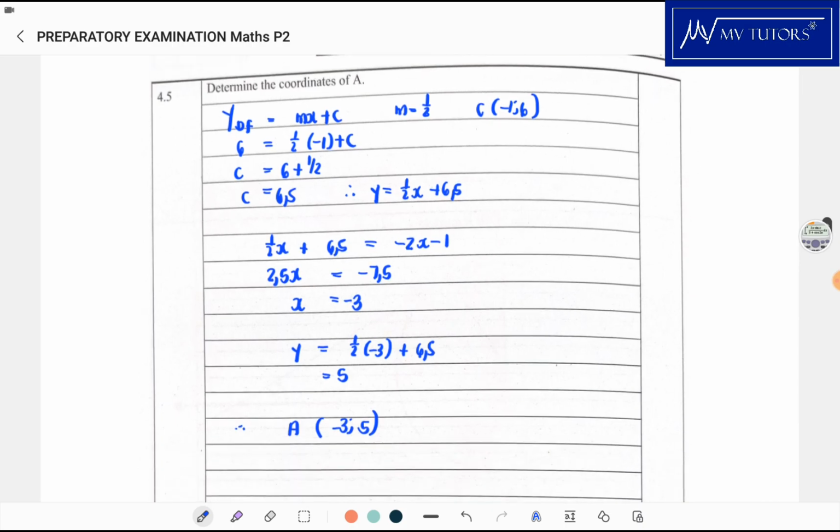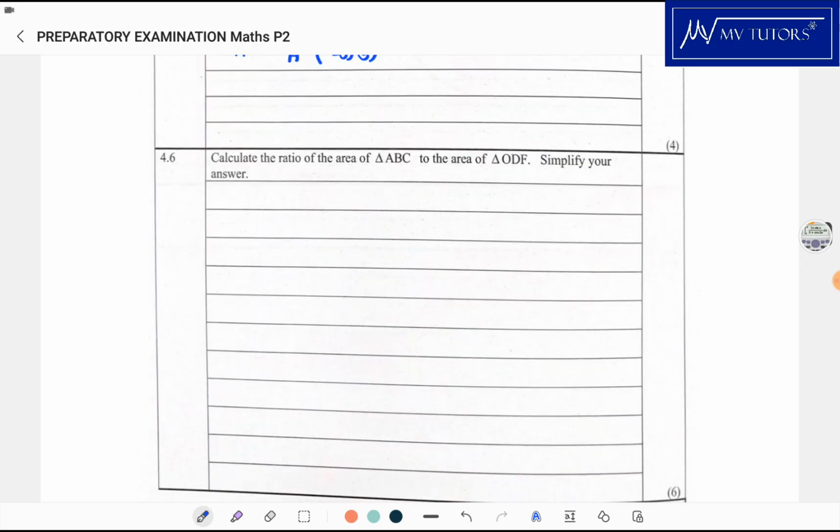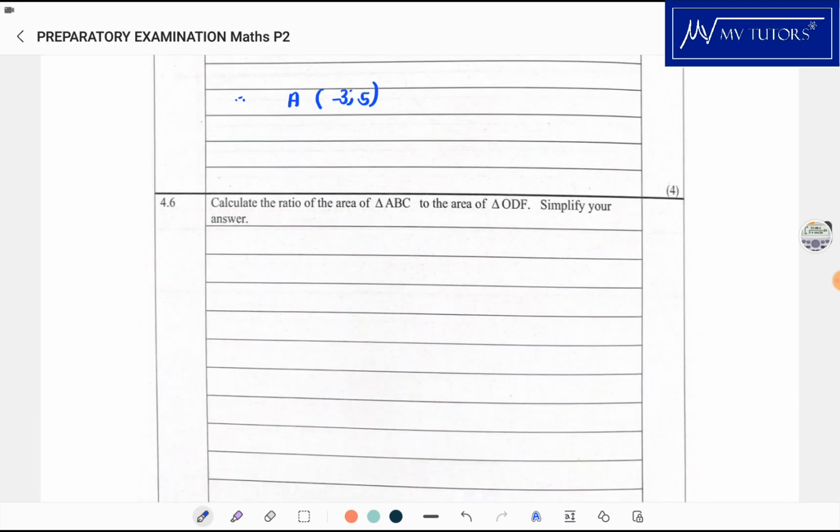Oh, because A actually touches the circle, what you could have done is taken the equation of the circle and then substituted in the place of y. Remember we said y is equal to blah blah blah, and we have the equation of AB, which we determined previously, so you can just substitute that equation in the place of y, write y in terms of x, and then solve for x. Then that should also work. All right, now 4.6. It says calculate the ratio of the area of triangle ABC to the area of triangle ODF and simplify your answer, and then we'll be done with question 4.